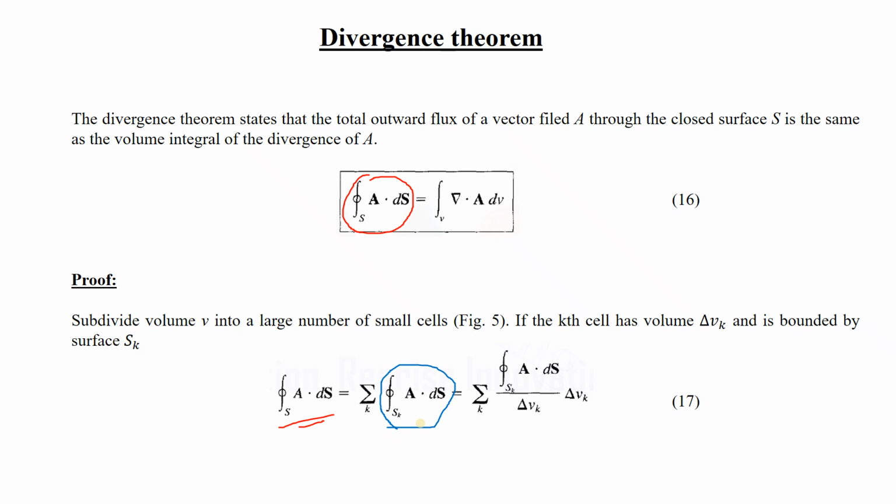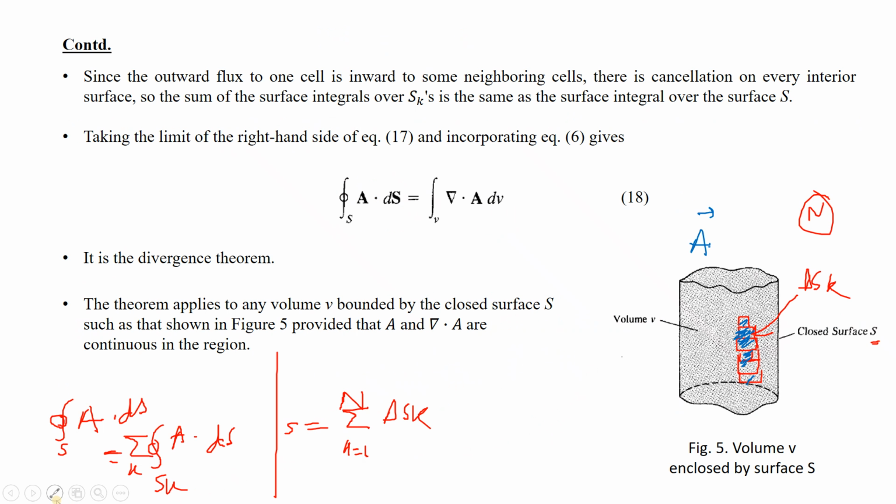So that means we are integrating the surface integral of the vector over each and every small cell. Then we are adding the total number of cells to get the total surface integral. Okay, now we are using this, so this is equal to this. Now what we will do is multiply delta Vk in the numerator and denominator.